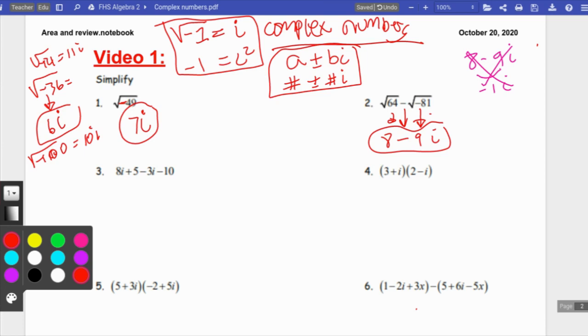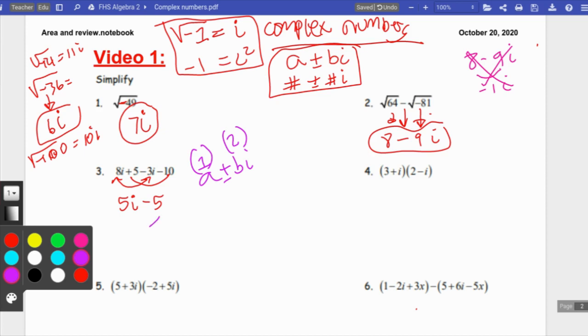Number 3 is basic math. You're just operating, putting the i's together, combining like terms. This right here should give us 5i, and this right here should give us -5. Now, if you go back to what I mentioned earlier about a plus or minus bi, this should come in the first place, and this should be in the second place. The a should be in the first, the b should be in the next. I don't have that here. I got them swapped.